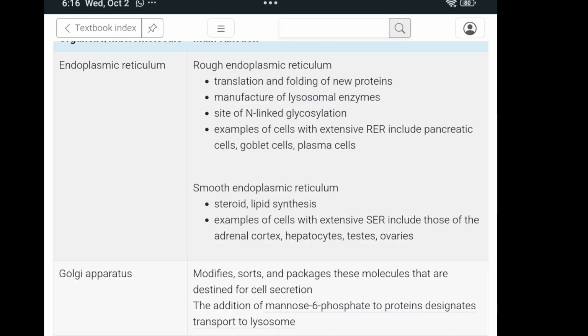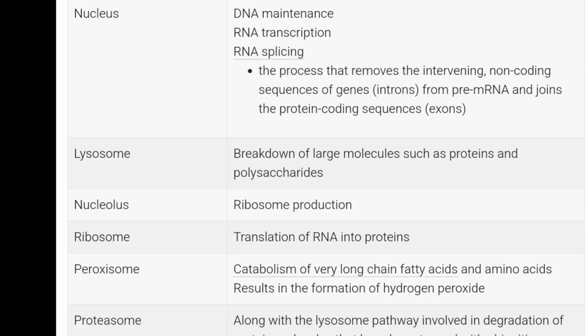Then after that, another important exam question is to know the functions of different organelles in the cells. First of all, we'll discuss the endoplasmic reticulum, which is of two types: rough endoplasmic reticulum, called rough because it has ribosomes which manufacture proteins, and smooth endoplasmic reticulum, which forms different hormones which are lipid in nature. Then is the Golgi apparatus, where packing of already formed molecules takes place, and they are tagged with mannose 6-phosphate and directed to lysosomes.